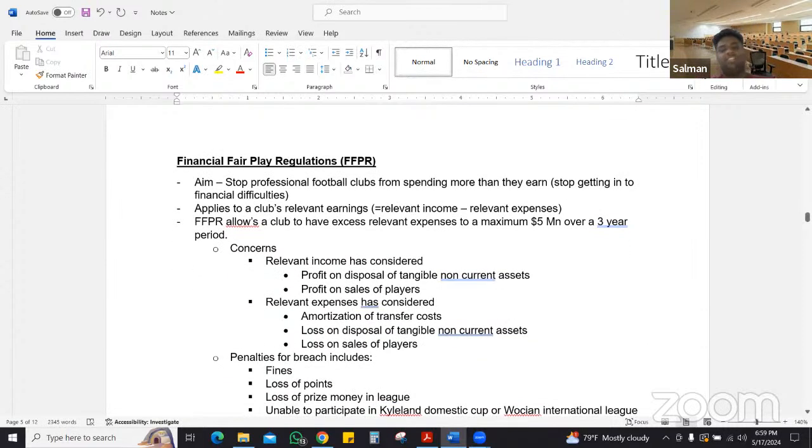Next is financial fair play regulations. We discussed that financial fair play regulation is managed or regulated by the Football Association. So let's look at the purpose of the financial fair play regulations. The aim is to stop professional football clubs from spending more than they earn.